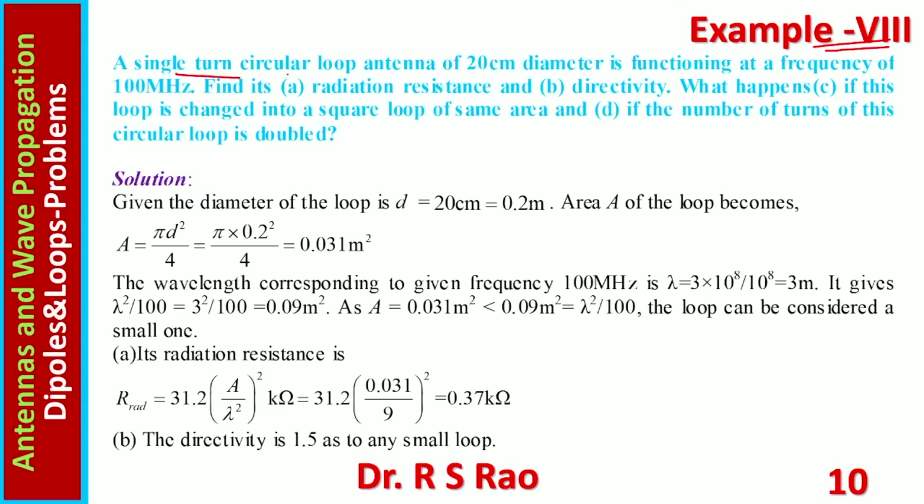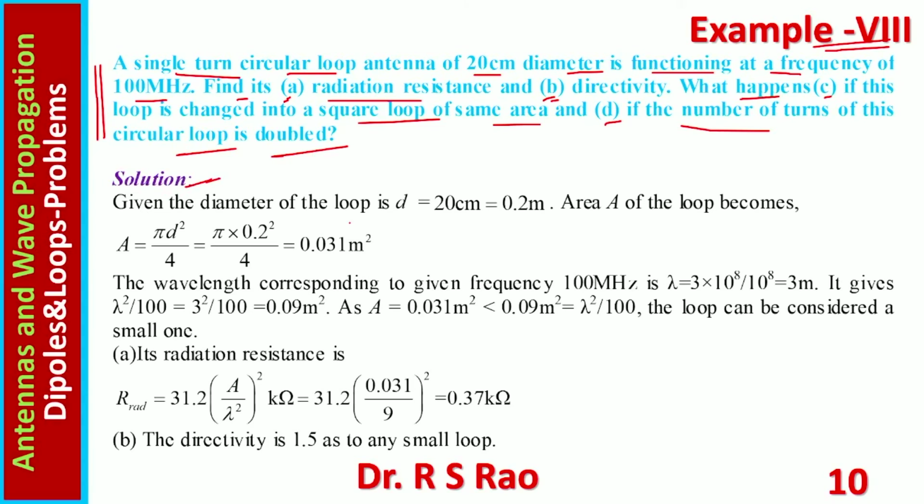Another problem, example 8. A single turn circular loop antenna of 20 centimeter diameter is functioning at a frequency of 100 megahertz. Find its A, radiation resistance, and B, directivity. C. What happens if this loop is changed into a square one of the same area, and D, if the number of turns of this circular loop is doubled. A good problem, a standard problem. Solving this kind of problems enhances the understanding of the radiator to a deeper level.